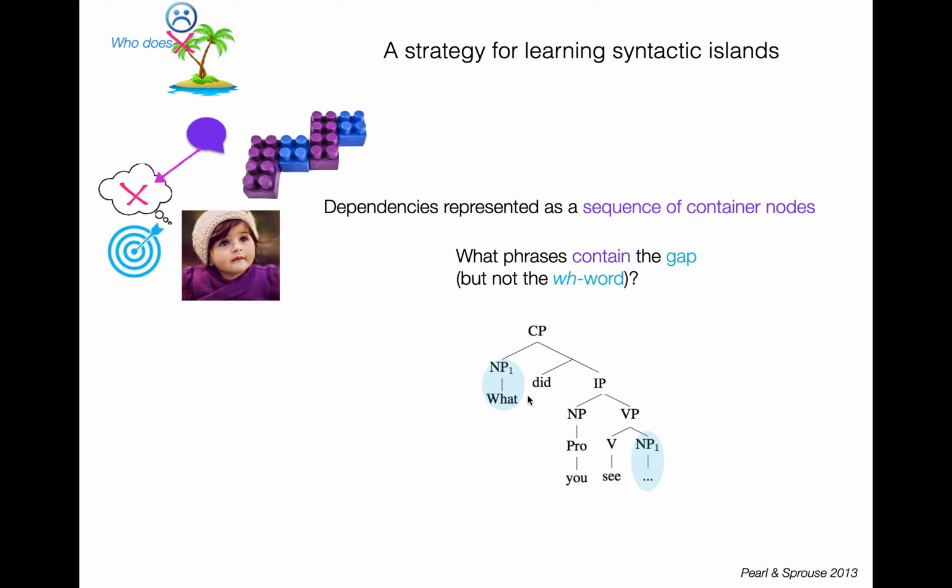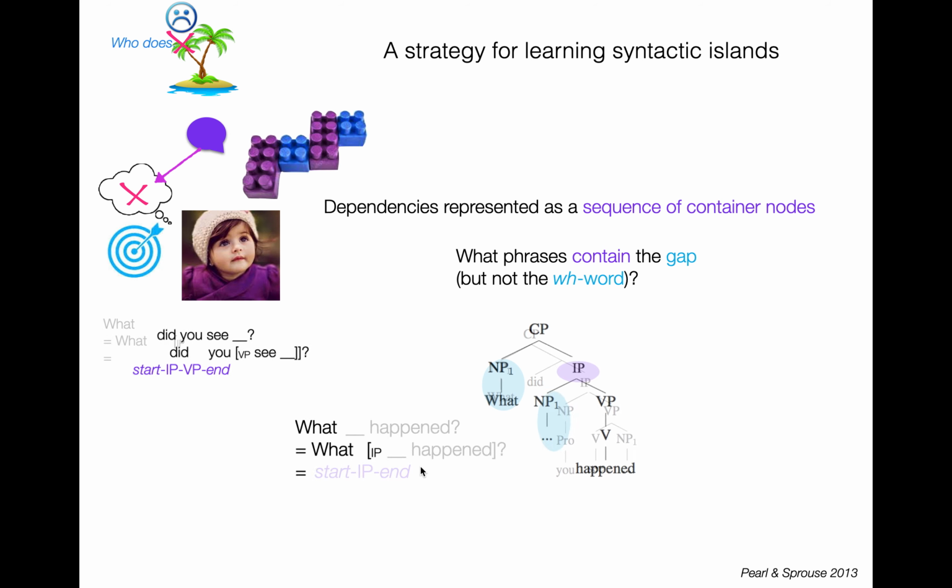So in this case, for this matrix clause dependency, what did you see, matrix clause object, it's IP and VP that are the phrases that contain the gap, but not the WH word. They are the container nodes, right? And so we can characterize or represent the sequence of container nodes with these two phrases, right? Start, IP, VP, end, right, is how we would characterize this sequence. And you can do this for all kinds of sequences.